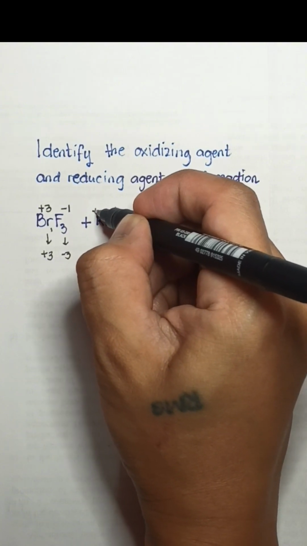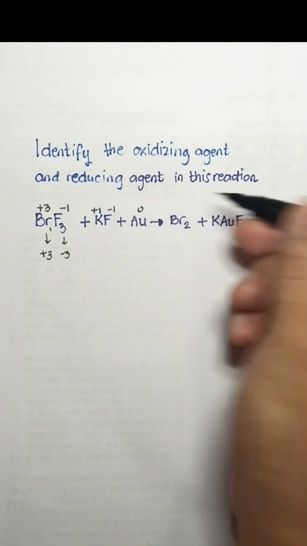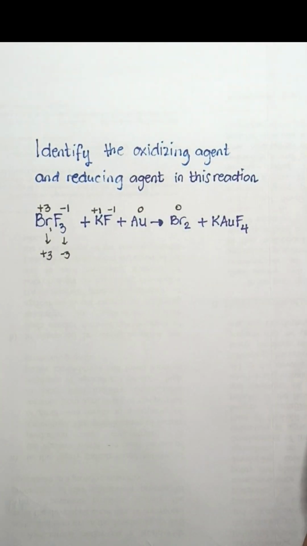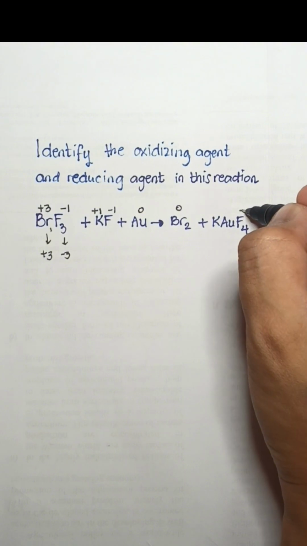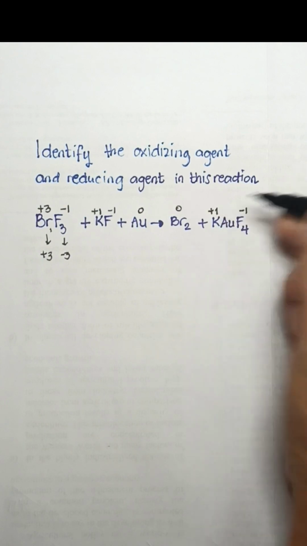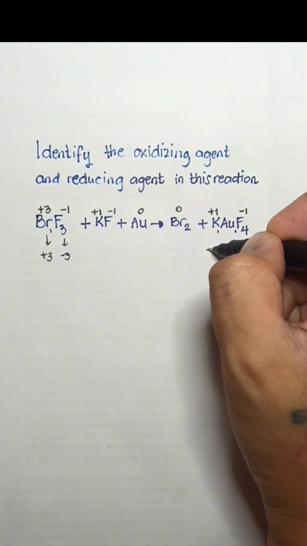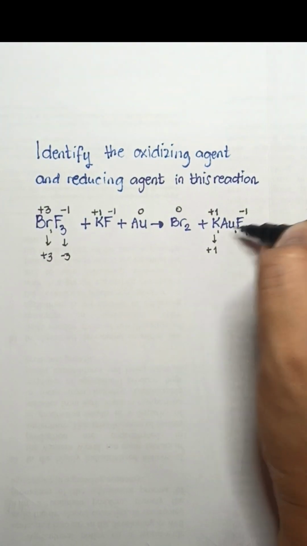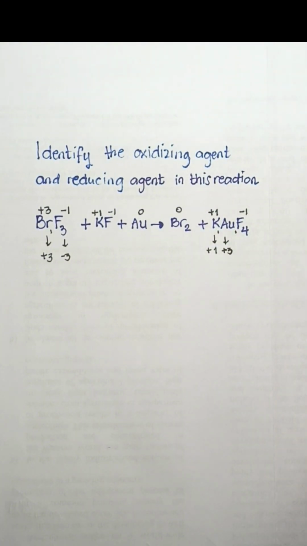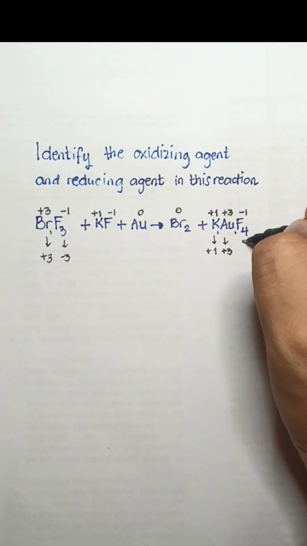For potassium fluoride, -1 for fluoride and +1 for potassium. This compound also has a 0 charge. Our gold here is a free element, meaning it must have a 0 oxidation state, as well as the molecular bromine. Potassium gold 3 fluoride, let's assign -1 to fluoride and +1 for potassium. -1 times 4, that's -4 obviously, and +1 times 1, that's +1. This will leave us +3 for gold, because we know that +3 times 1, of course that's +3, and this compound has a 0 net charge.